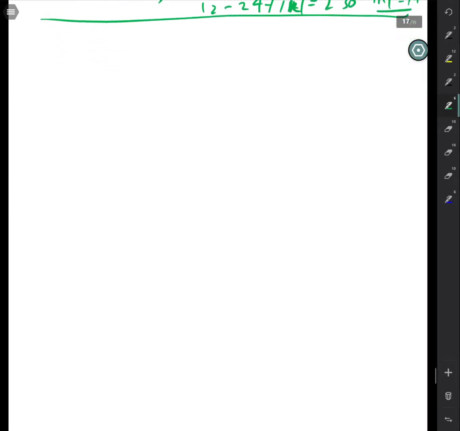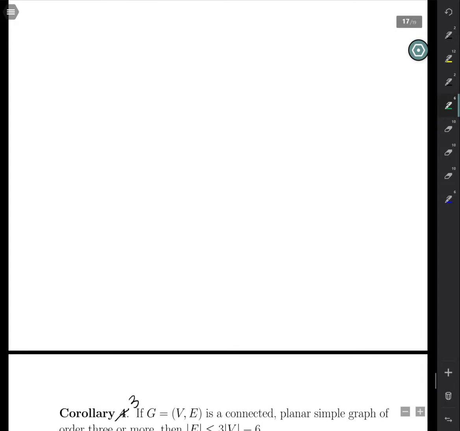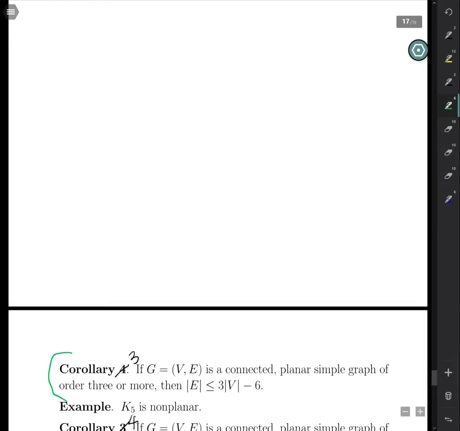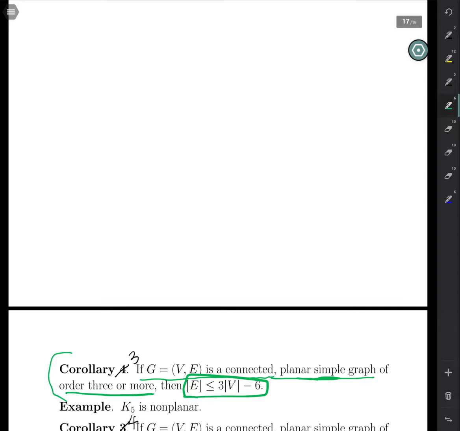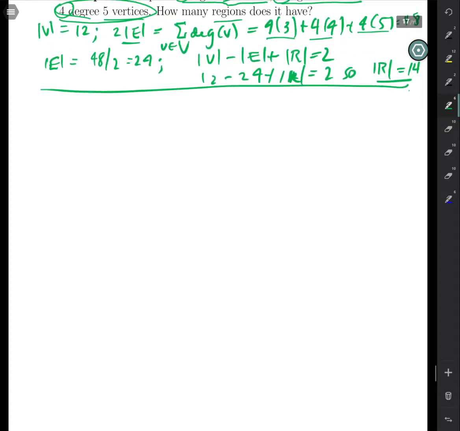And so the next thing we have is a corollary that I want to prove here. Corollary 3 says that if G, with vertex set V and edge set E, is connected, planar, and simple, so it's not only connected and planar, it's also simple, so there are no loops or multiple edges, and it has order 3 or more, so at least 3 vertices, then we have this relationship between the number of edges and the number of vertices that doesn't involve the number of regions at all. I didn't leave enough room below to prove this, so I'm going to write it above.